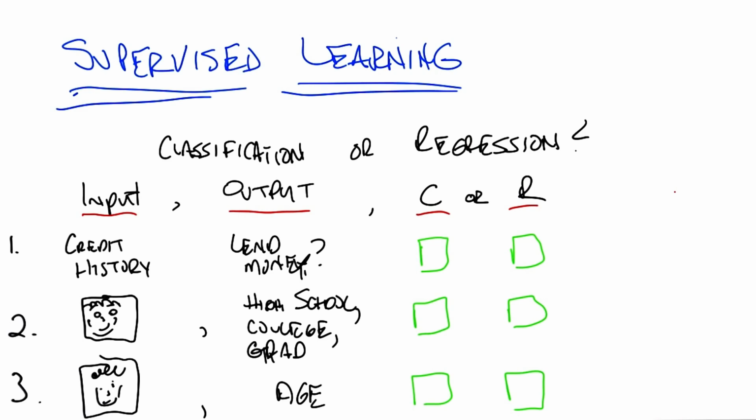Question 2, you take as input a picture like the examples that we've given before. And the output of your learning system is going to be whether this person is of high school age, college age, or grad student age. The third question is very similar. The input is, again, a picture, and the output is a guess of the actual age of that person, 17, 24, 23 and a half, whatever. So take a moment and try to decide whether these are classification tasks or regression tasks.